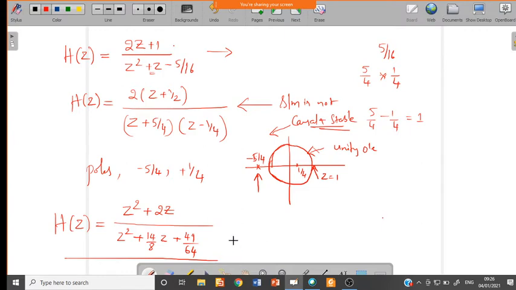So what are the roots for this? We have to find poles, because that is very important to find out. So 49 by 64. Okay, so we need to get 14 by 8 as a sum of the roots, and this is a product of the roots. So now if you take the square root of this, what is the square root of this? This one is 7 and this one is 8.